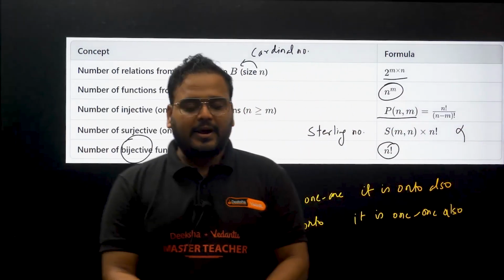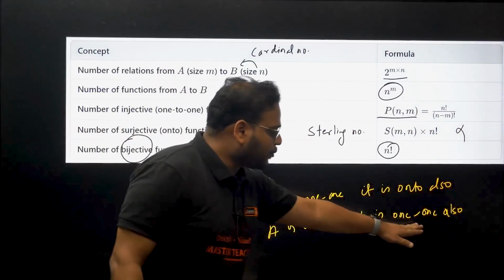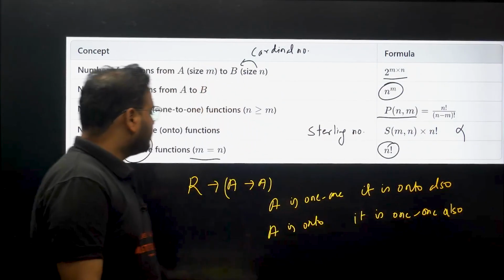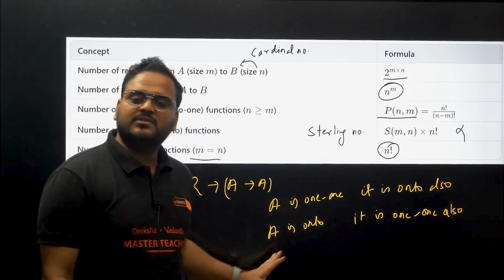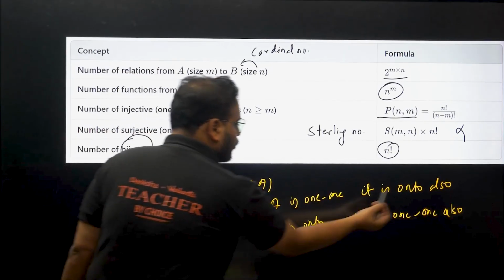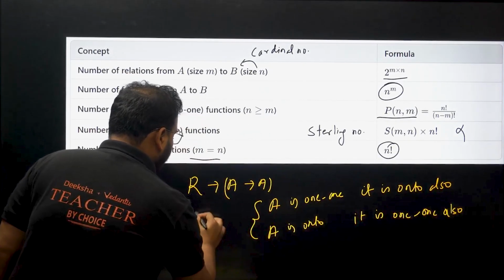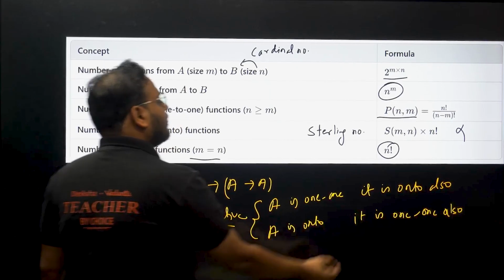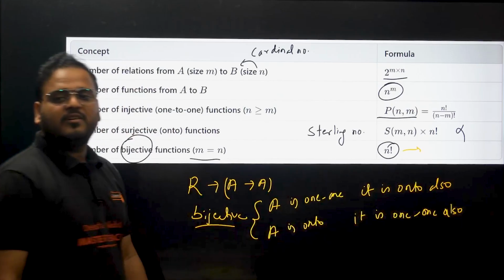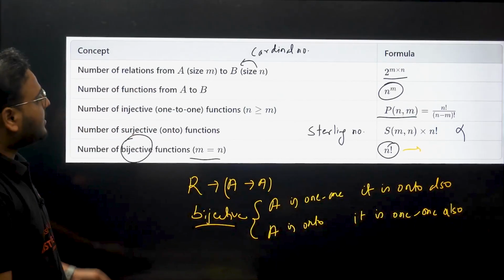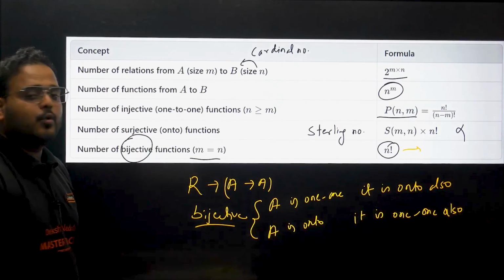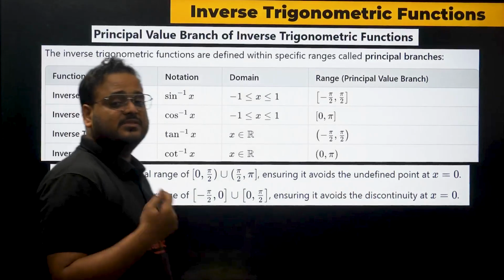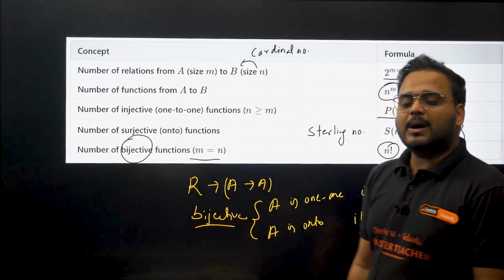So if you find onto, you can use the 1-1 approach, the injective approach, to find the answer. The combination of 1-1 and onto together becomes bijective. So you can use the formula of bijection clearly, that will be enough. These formulas are very important. Please download the class notes and revise these formulas. So this was the end of your chapter relation and function.